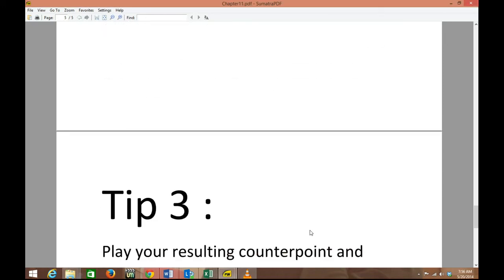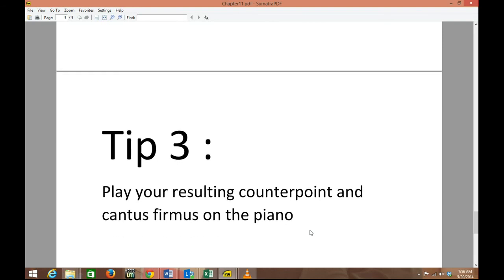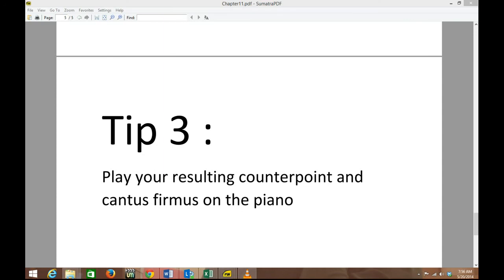Tip 3. Play your resulting counterpoint and cantus firmus on the piano. When you create and complete a counterpoint exercise, play it on the piano or keyboard. Even if you are not the best keyboard player, play the 2 lines slowly and hear how they interact.